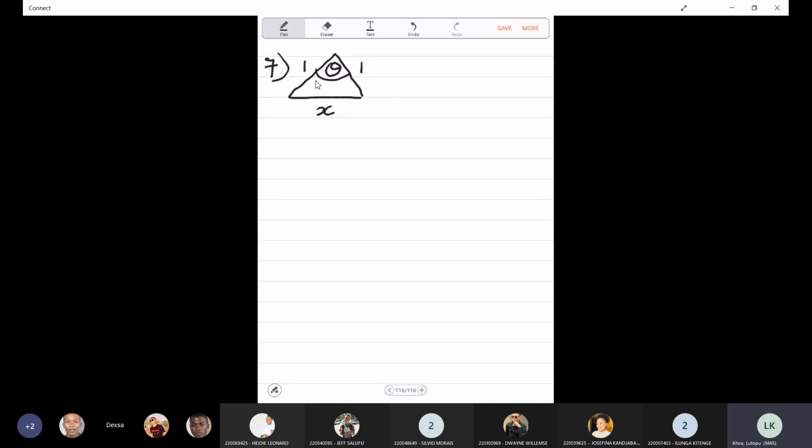Now we know that with any triangle, if you know the lengths of the two sides and the angle between them, the area is given by half AB sine C, where A and B are the two sides that make up angle C. So in this case, our area is a half times 1 times 1 times sine of theta. So our area over here is just sine theta over 2.